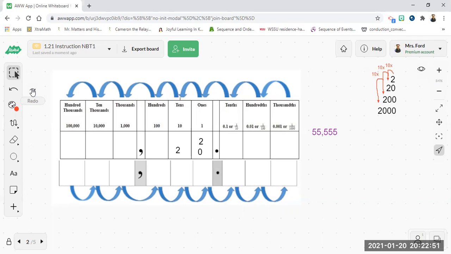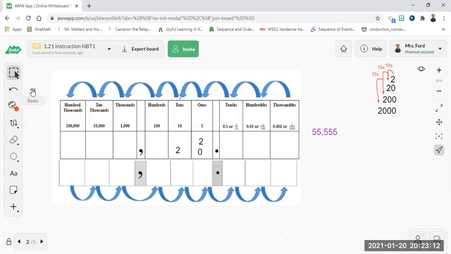So now, here, I have the number 55,555. All of the places have the same digit in them, 5. But are their values the same, class? No, they're not. Their values are totally different.